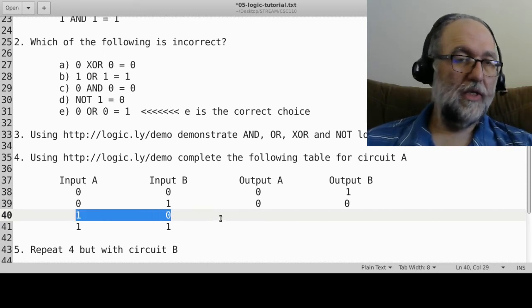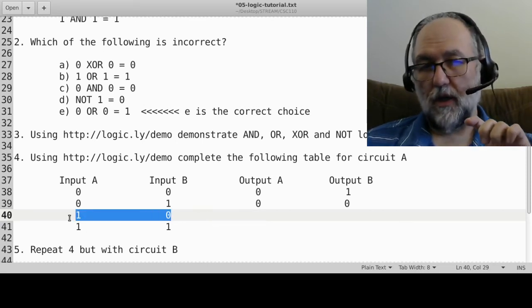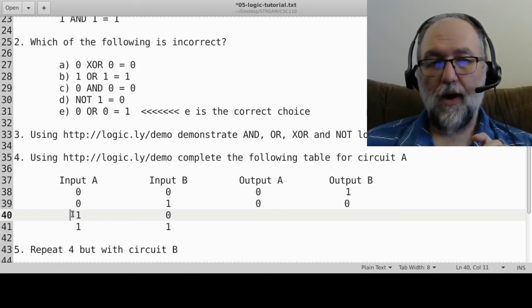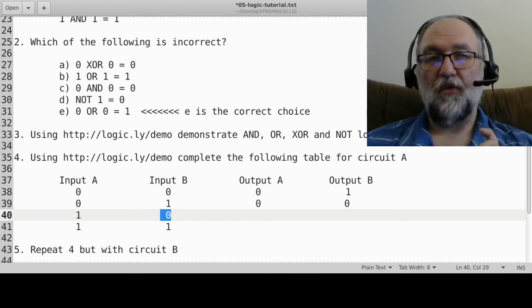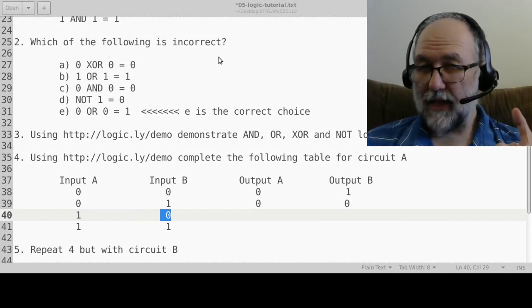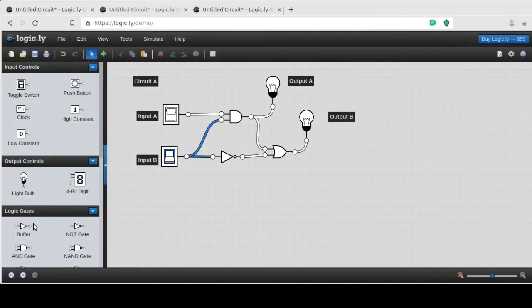What about this one? This row says now have input A on and B off. Okay, so flip the two. A is on, B is off. Okay, let's go back here. All right, and now we're going to do A is on and B is off, like that. And you take a look at the output, and remarkably, it's the same as when they were both off.